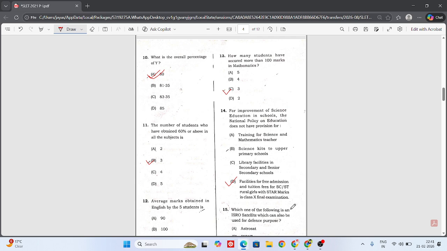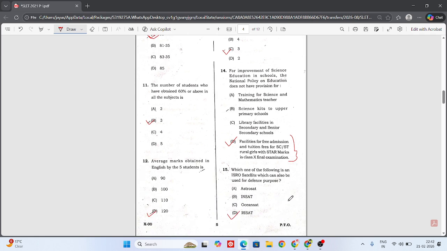So which one, like they have given some provision name, which one is the government not providing the facility? Training for science and mathematics teachers, that they are doing. Science kits to upper primary schools, that is also they are doing. Library facilities in secondary and senior secondary schools. So the one facility that is important, that they can do. So D is the correct answer.